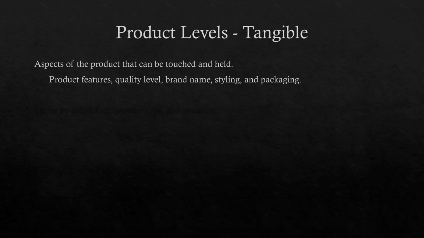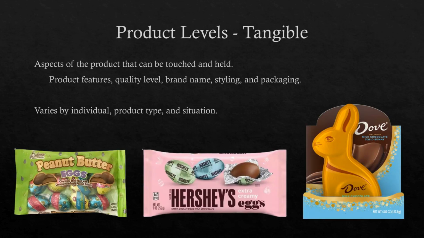The tangible product varies by individual, product type, and situation. The tangible elements of candy might include the brand name, Palmer's versus Hershey's versus Dove, the quality of the exterior packaging and wrapping for the individual pieces, the quality of the chocolate itself.